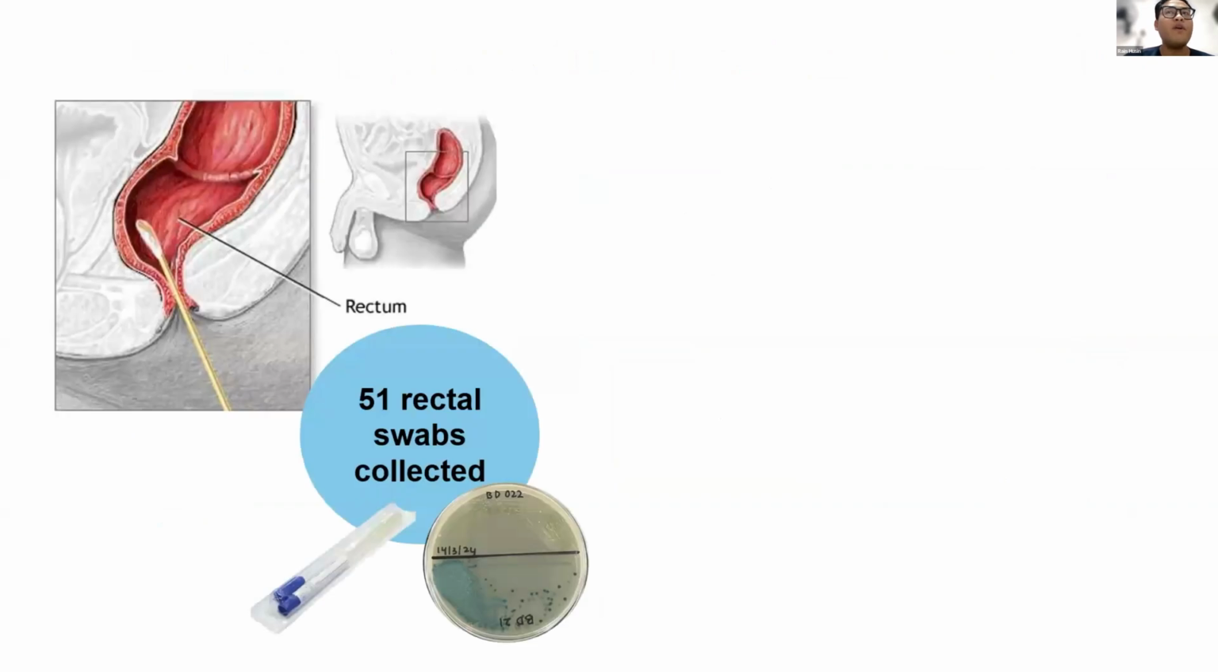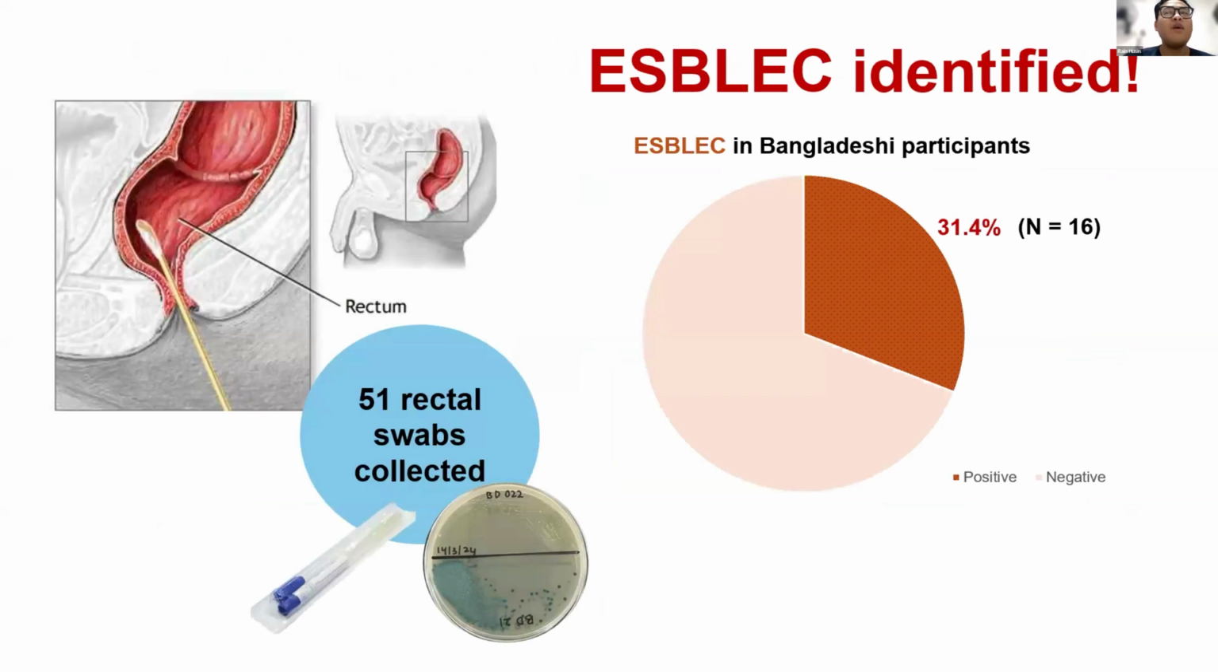So from the 51 rectal swabs that were collected, we identified 31.4% ESBL-producing E. coli in our sample, which is a notably high percentage of carriage. However, no ESBL-producing Klebsiella pneumoniae were detected.